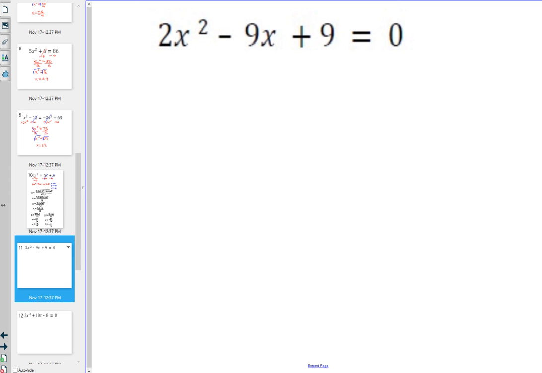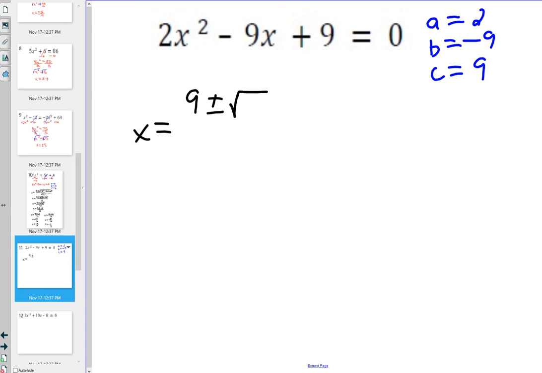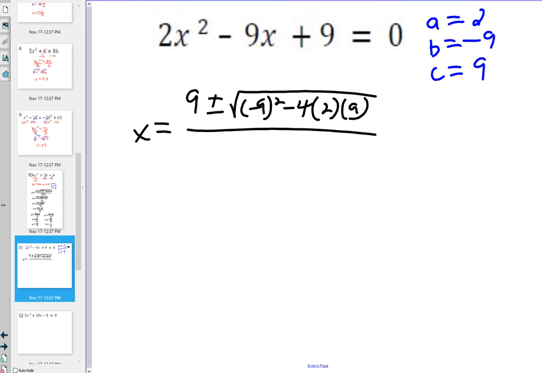Okay, this one's already equal to 0. The numbers don't seem so pleasant. You might be able to factor, but why bother? When in Rome, use quadratic formula. X is equal to, what am I going to write first, Nico? Positive 9. So, negative 9 squared minus 4 times 2 times 9 over 2 times 2.